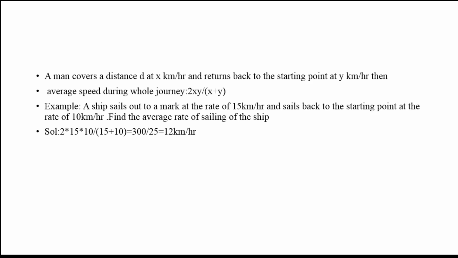A ship sails out to a mark at the rate of 15 kilometers per hour and sails back to the starting point at the rate of 10 kilometers per hour. Find the average rate of sailing of the ship.